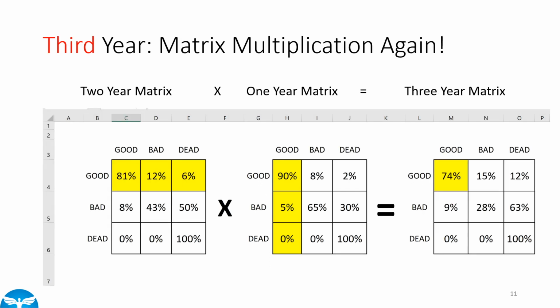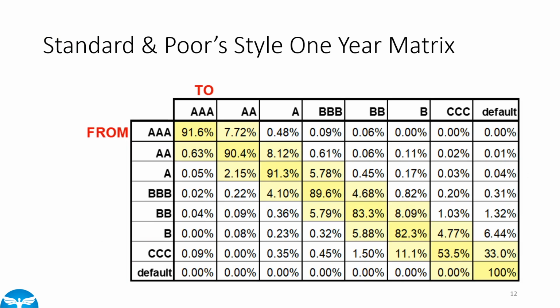And then to get to the 3-year matrix, you do exactly the same thing. You take the 2-year matrix and multiply by the 1-year matrix. Same approach, and you get the 3rd-year matrix.